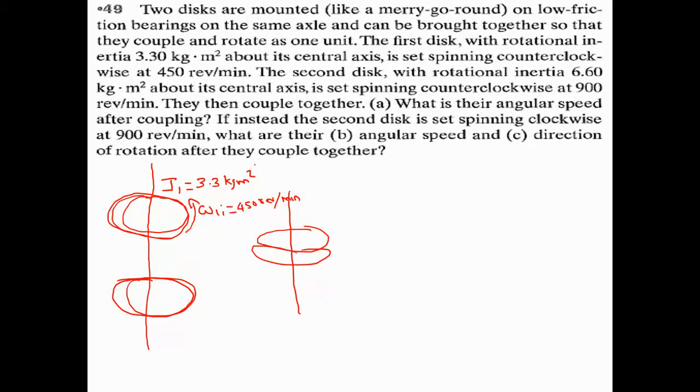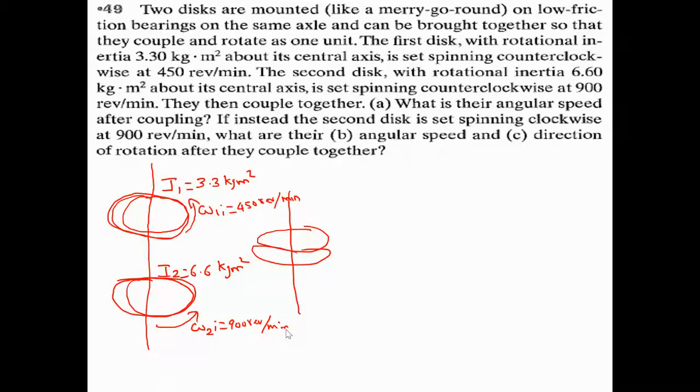Okay. Now, the second disc with the initial rotational inertia 6.6. So this is my second disc. What is my inertia? 6.6 kilogram meter square. And which direction is it rotating? It is also rotating in the counterclockwise direction. That means your omega 2i is 900 revolution per minute. Am I right?